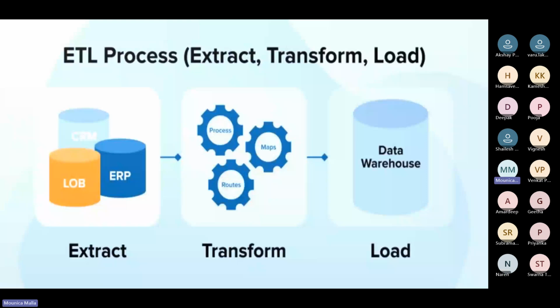Process is nothing but combining these two, routes and maps, and creating one flow. I'm creating one code, one pipeline. That is called process. It is how the data moves from the source to the target, and with the help of process, it will be moved. Clear, guys? Any question here? No. We already discussed the data warehouse. I'll move to the next example.